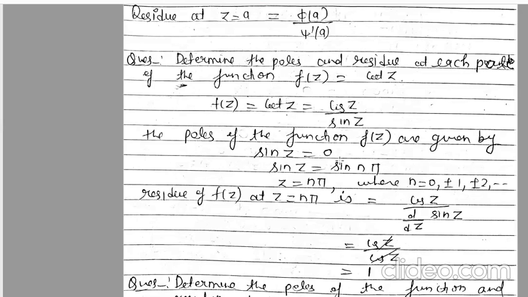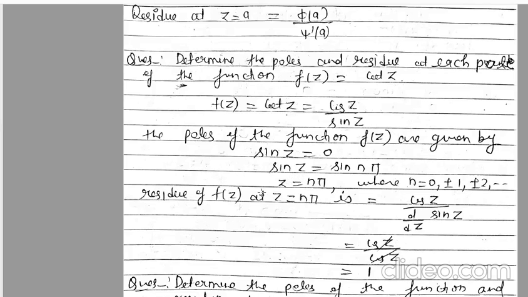So cot z is given, so you can write cot as cos by sine. Now you have a denominator, so put the denominator equal to 0. So sin z is equal to 0 here. So sin z is equal to sin n pi. For the value of n pi, sin always gives 0, right? Pi, 2 pi, 3 pi, and so on. All values are 0. So you will get z is equal to n pi, where n is equal to 0, plus minus 1, plus minus 2, and so on, integers.